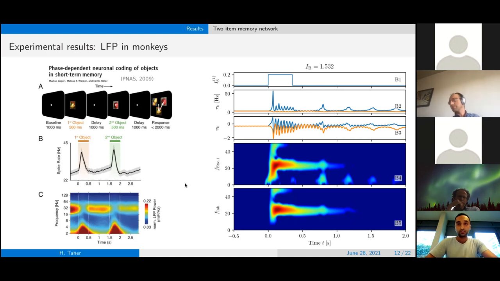We can do a bit more than in the experiment because we can calculate the spectrogram separately for the excitatory population and for the inhibitory population, and we can see that the delta band is empty in the inhibitory population. So we can claim that the delta signal here or here is due to the activity of the excitatory population and in particular these population bursts.